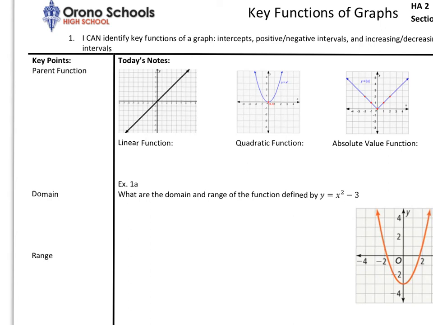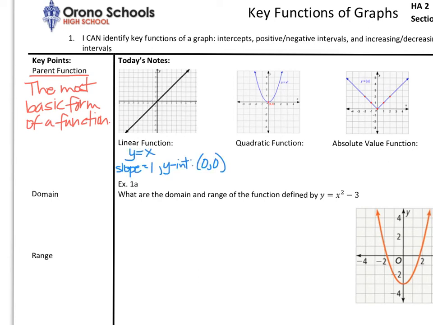Lesson 1.1, Key Functions of Graphs. In this lesson, we'll look at a variety of types of functions, and then we'll talk about what their graphs look like. When we look at different types of functions, a parent function is the most basic form. We'll look at three particular models: linear functions, quadratic functions, and absolute value functions.